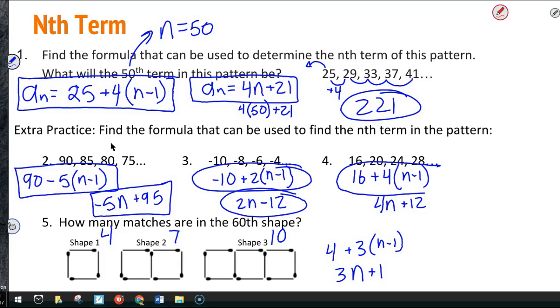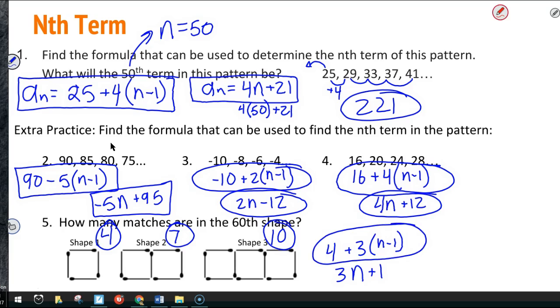Nothing real tricky here. Both ways work just as good. Number 5, the only trick there is they don't give you the pattern. You have to count the matches before you see the pattern. 4, 7, 10. Once you have the numbers there, you can ignore the whole picture and just look at those numbers. We're counting up by 3s. We're starting at 4. So there's your 2 formulas. You don't need both. Choose one, stick with it, or switch back and forth. Your choice. Next topic.